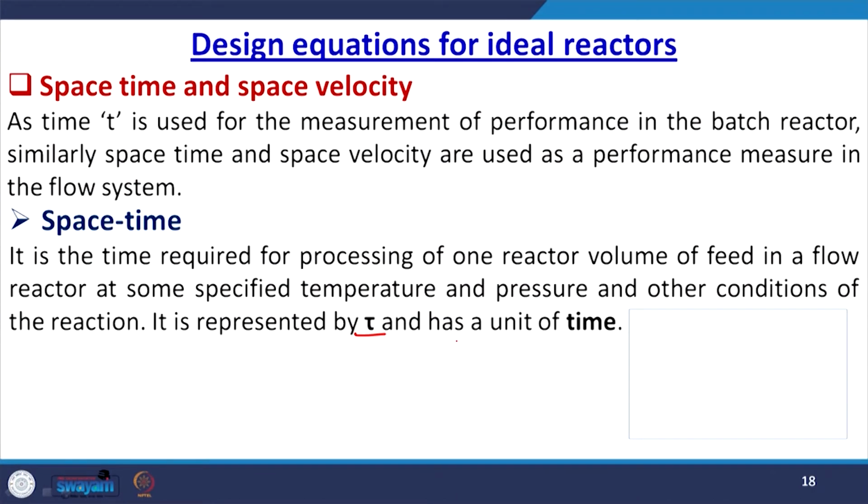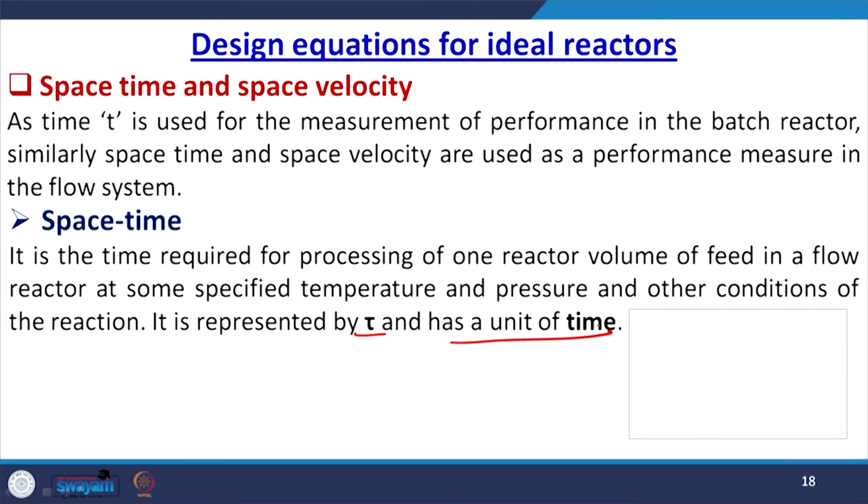Now let us give due consideration to the space time and space velocity. Time t is usually used for the measurement of performance in the batch reactor. Similarly, space time and space velocity are used as performance measures in any kind of flow system within the reactor system. Space time is the time required for processing one reactor volume of feed in a flow reactor at some specified temperature, pressure and other conditions of the reaction. It is usually represented as tau and has a unit of time.